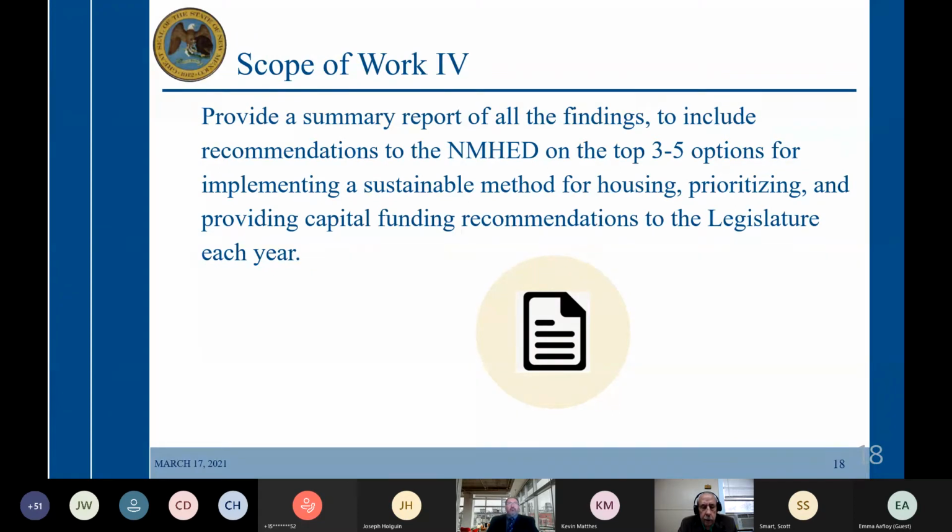And I was here in 2006 and couldn't agree more with the comments that that effort was well intended, but it just wasn't sustainable. And so I was excited to have an opportunity to work with NMHED on something that would be sustainable.